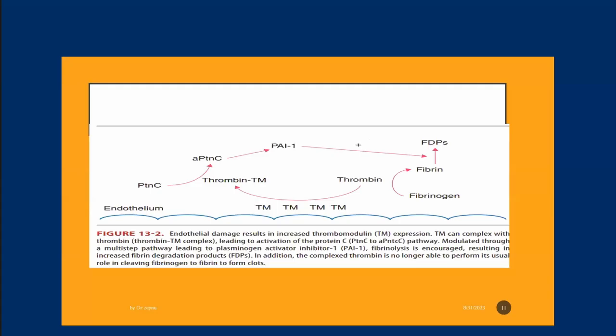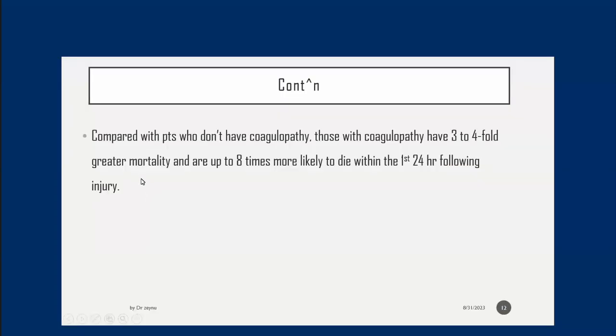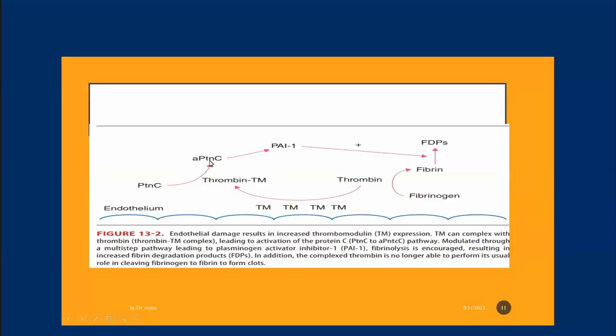So this is the pathophysiology of trauma-induced coagulopathy. Whenever trauma is sustained by the patient, the endothelium will be activated and thrombomodulin will be expressed. That thrombomodulin forms a complex with thrombin. That thrombomodulin-thrombin complex leads to the activation of protein C. This protein C has a preventive effect on clotting, so that it's anticoagulant.